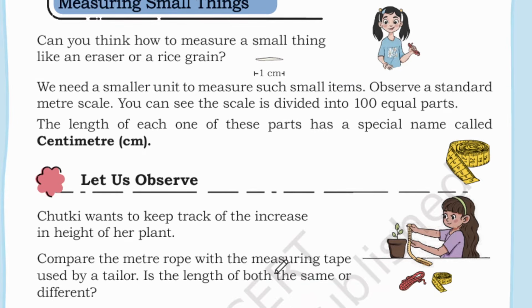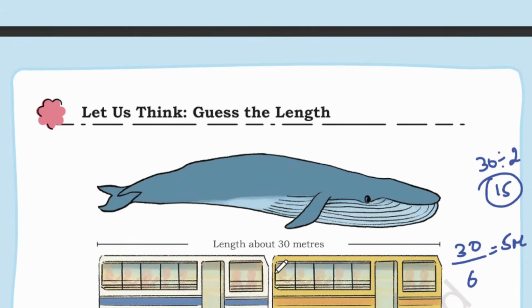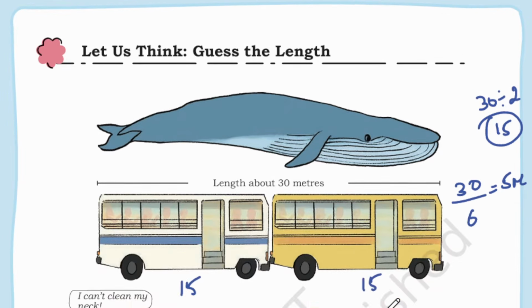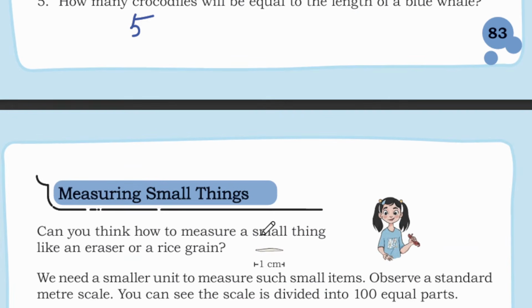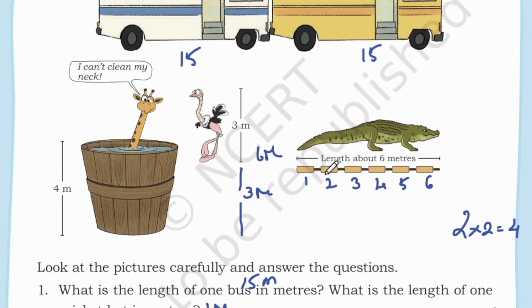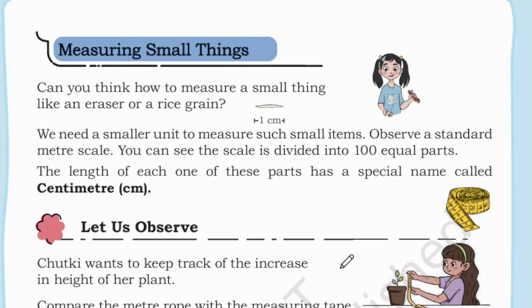Okay, now we will go to measuring small length. So far what we did, we measured the length in meters, the long lengths. Now we are going to measure small things. Long things, we measured the length of the bus, the length of the whale, a few animals and bats even. But now we are going to measure tiny things. Can you think how to measure small things like an eraser or a rice grain?